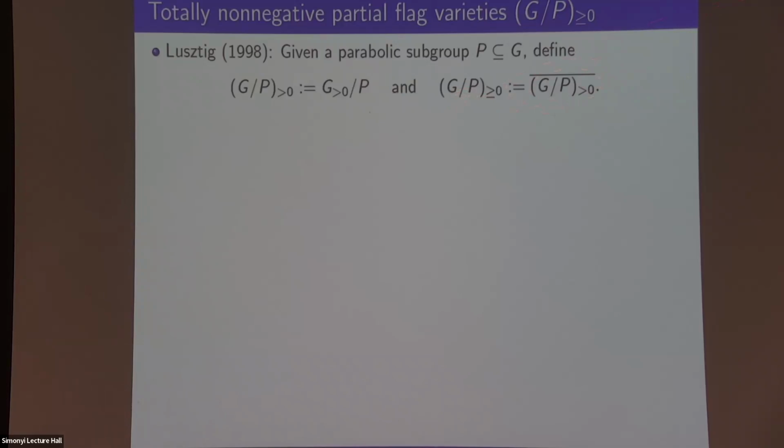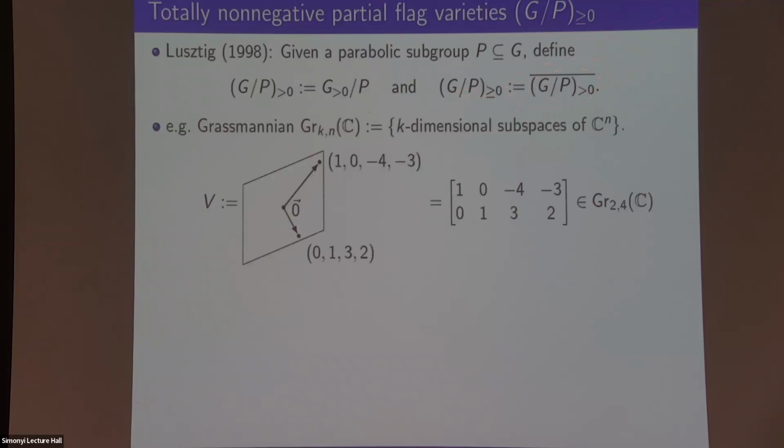And this is something that, I mean, people could have studied in the 50s for Grassmannians or complete flag varieties, but somehow it didn't come up until Lusztig's work. So a fundamental and still very interesting example is the case of a Grassmannian, Gr(k,n), which is just the set of k-dimensional subspaces of C^n. For example, here's an element of Gr(2,4). So it's a 2-dimensional subspace of C^4.